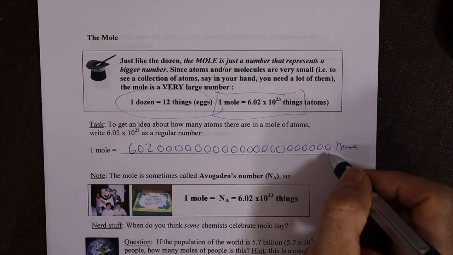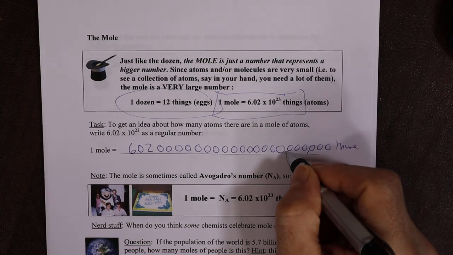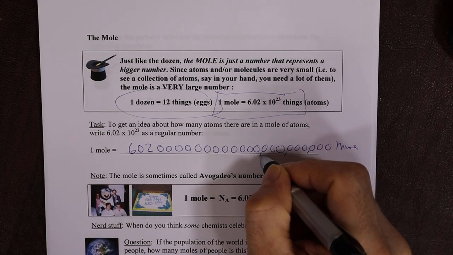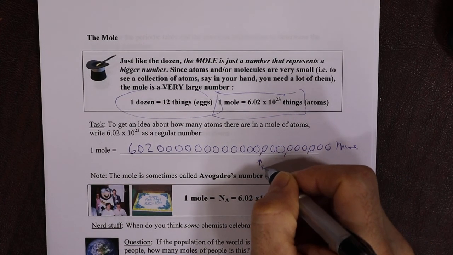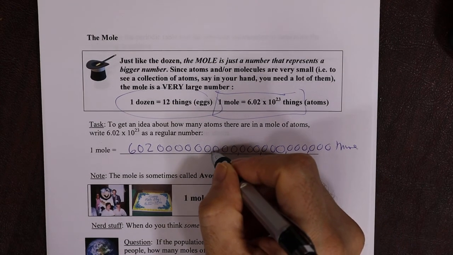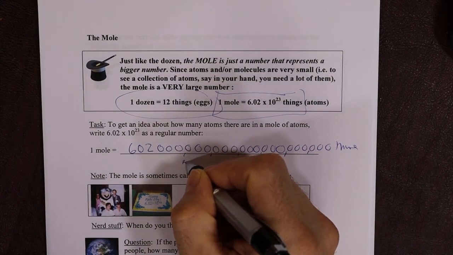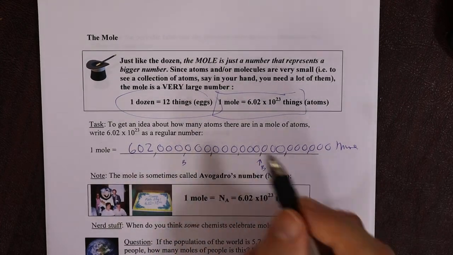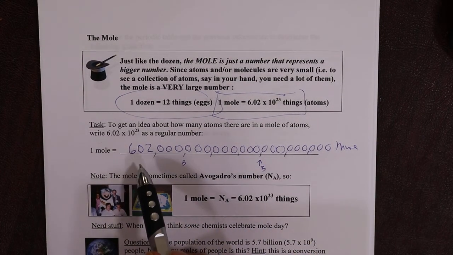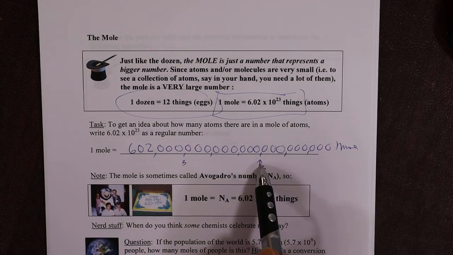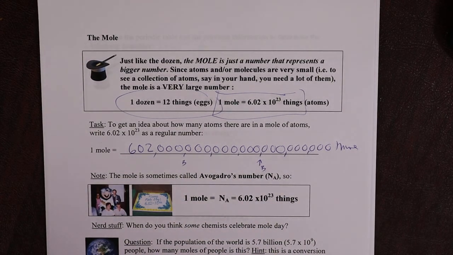So if I put that in words, what do we have? There's 1,000 million billion. That's a billion right there. 1,000 million billion right there. And then 602,000. So in words, what is a mole? It's 602,000 billion things. That's what it is.